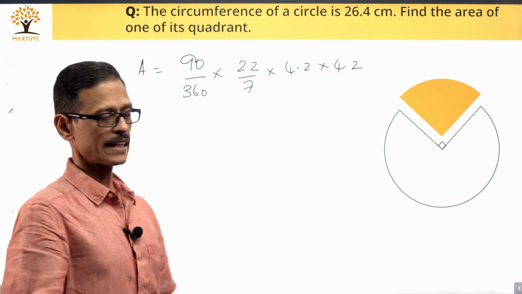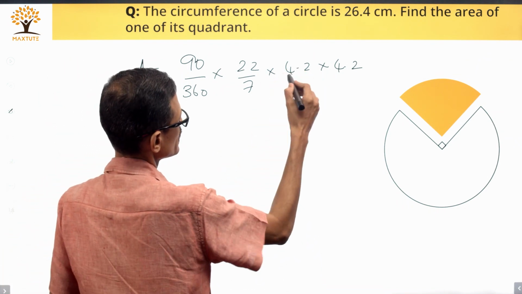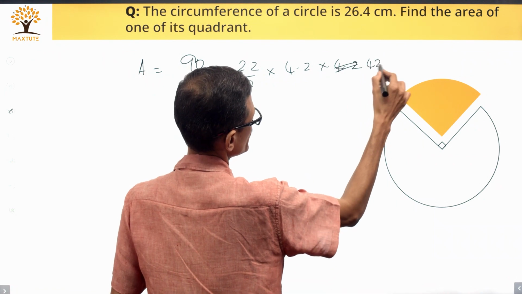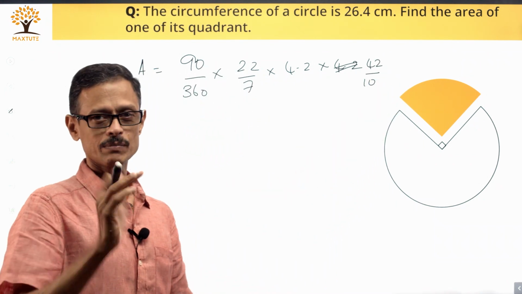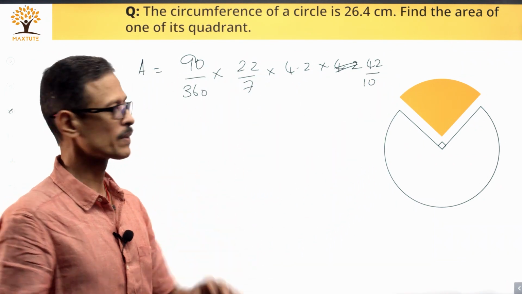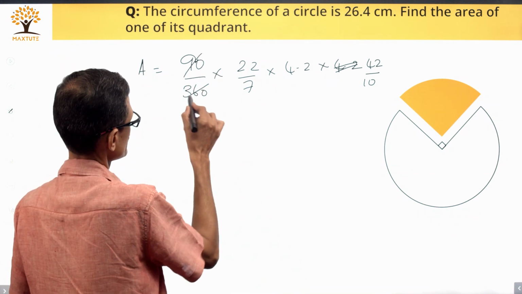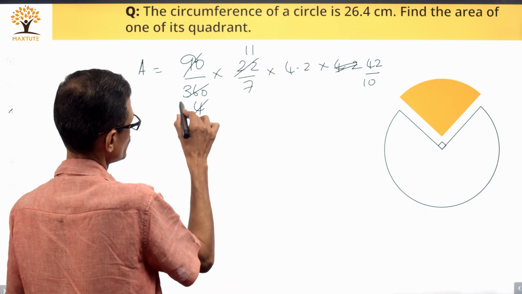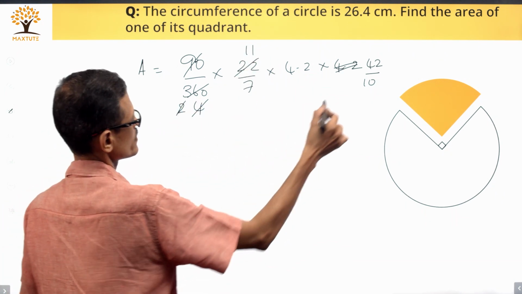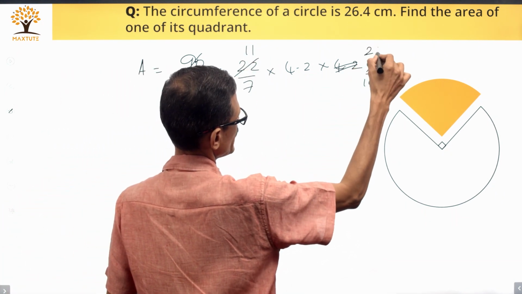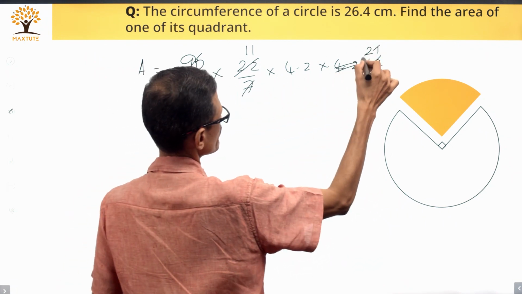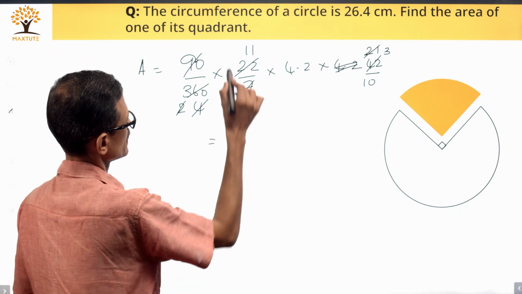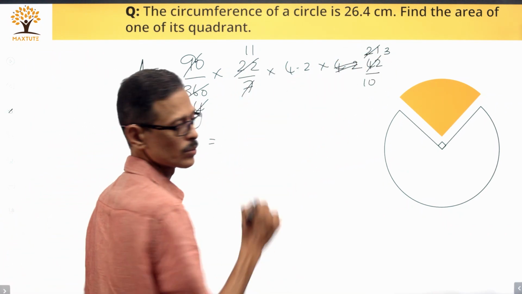Let's cancel out whatever we can cancel out. This 4.2, I'll write as 42 by 10, which will make calculations that much easier. Even this you can write as 42 by 10. Right, let's look at it. This gets cancelled as a 4. 4 gets cancelled with 22 to leave us with 11 and a 2 in the denominator. 2 gets cancelled with this 42 to leave us with a 21. 7 and 21 will cancel to leave us with a 3. So the calculation that we need to do is basically 11 into 4.2 into 3.